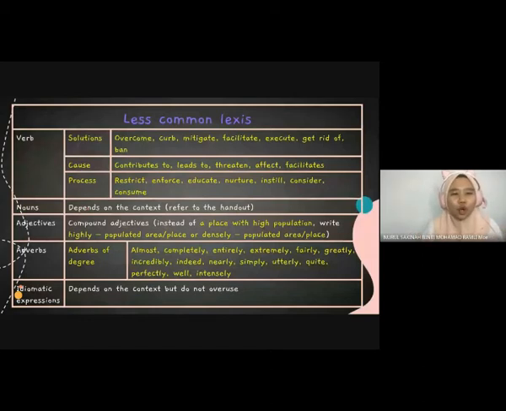What if you use overcome? Kalau kita nak cerita pasal solution, kita selalu cerita pasal we usually use overcome. What if kalau kita guna curb pula, or get rid of, or ban, or stop. Okay, or mitigate, for example. Okay, telling cause, for example. Telling cause, you may use contributes to or leads to.